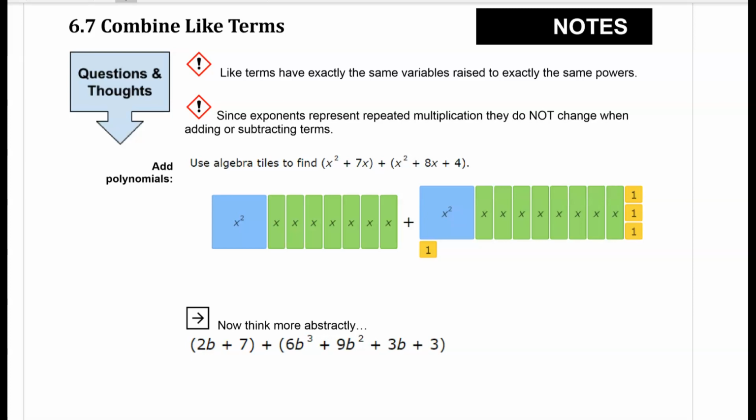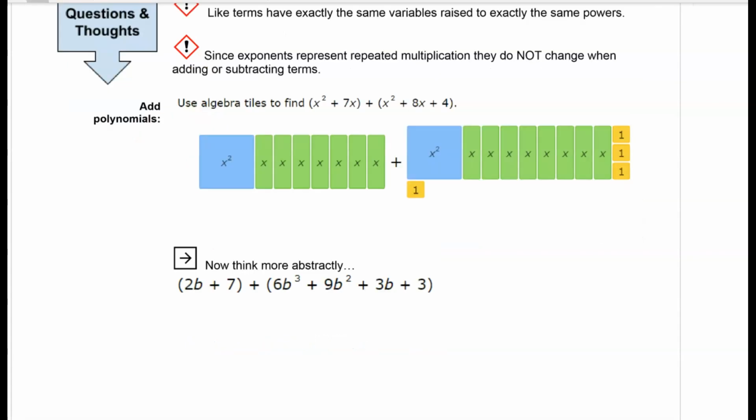or subtracting terms. In our first example, we want to add the polynomial x squared plus 7x to the other polynomial x squared plus 8x plus 4. Since we're adding these two polynomials, we can drop the parentheses because there's nothing to be multiplied by them. So it won't change anything if we just drop the parentheses. So x squared plus 7x plus x squared plus 8x plus 4. And that's what we have modeled here.